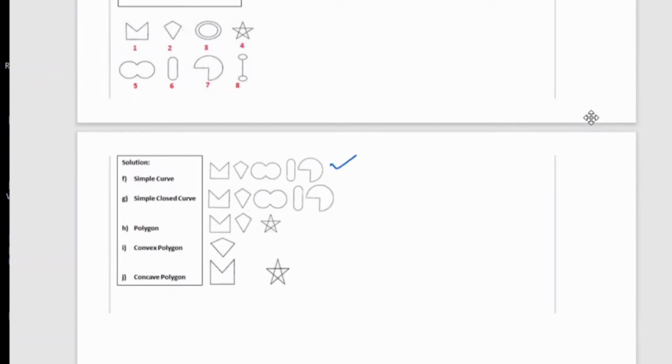Simple closed means all these are simple closed only. Among these, the polygons are those made up of only line segments. These three are made up of only line segments, so these are polygons. Next, a convex polygon is one where all the diagonals are in the interior of the polygon. A concave polygon means one or more diagonals are exterior. See, here the diagonals are exterior of the polygon. So these are convex polygons.